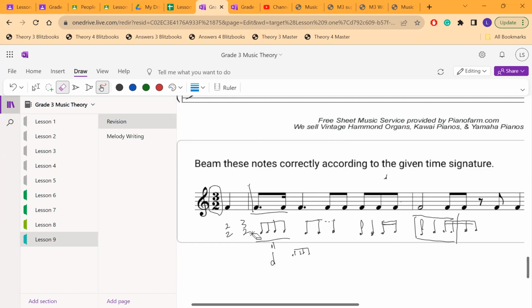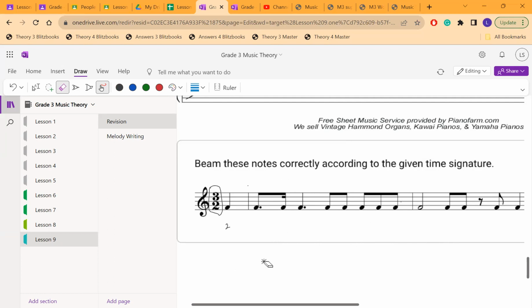okay, ignore everything we just did because they've done something here called syncopation. Have any of you heard of syncopation? When they put notes off the beat, essentially. So they don't have the notes that sound on the strong beats.